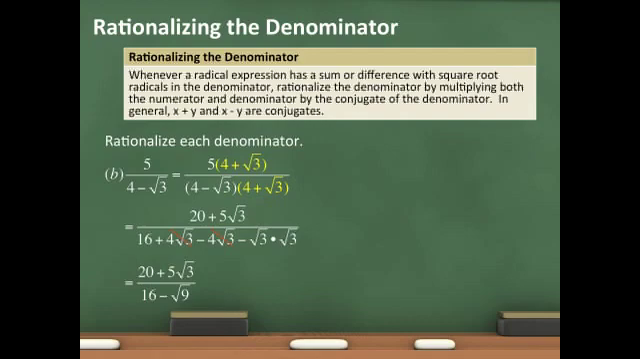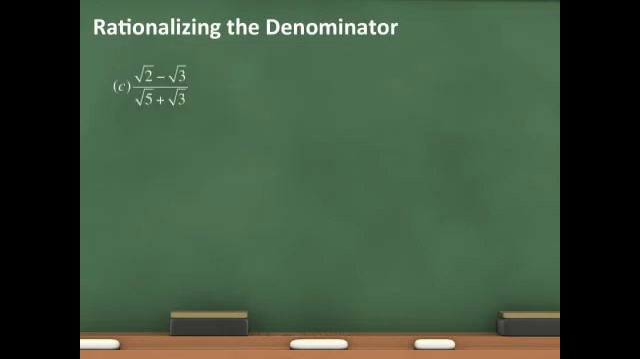We can further rewrite the denominator by simplifying the square root of 9, which will give us 3. This means we will have 16 minus 3 in the denominator, which equals 13. So our answer becomes 20 plus 5 square root of 3 over 13. In part C, we have the binomial square root of 2 minus the square root of 3 over the binomial square root of 5 plus the square root of 3.